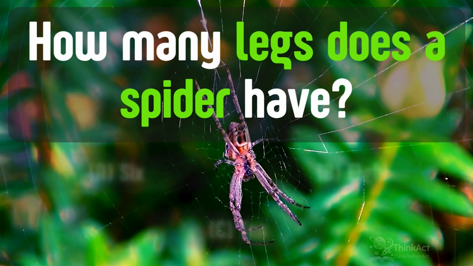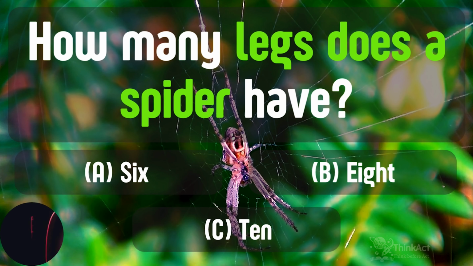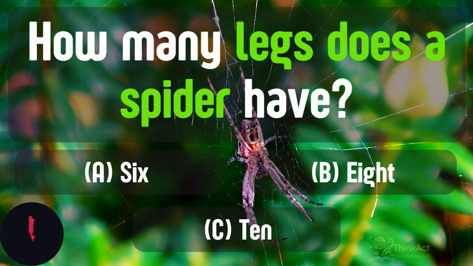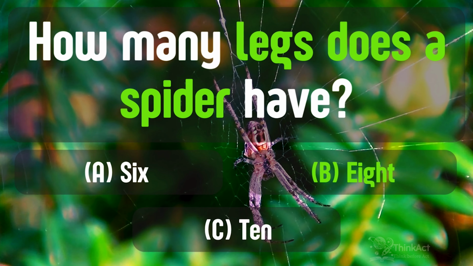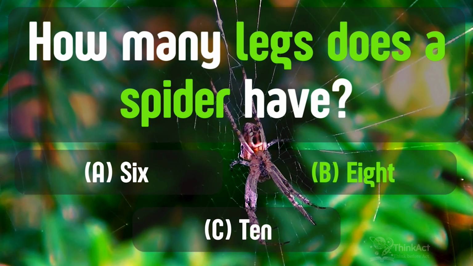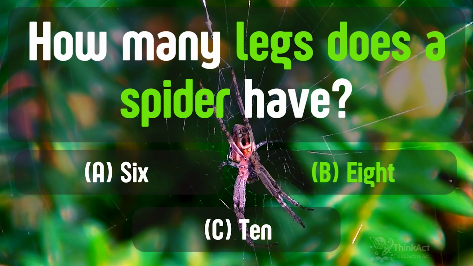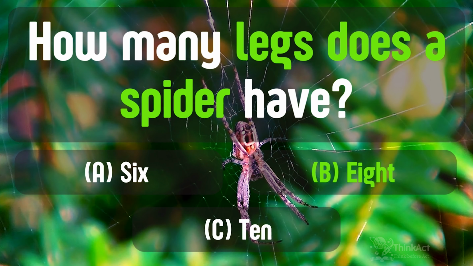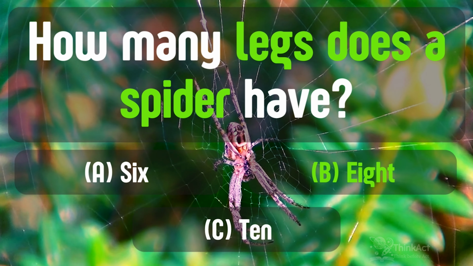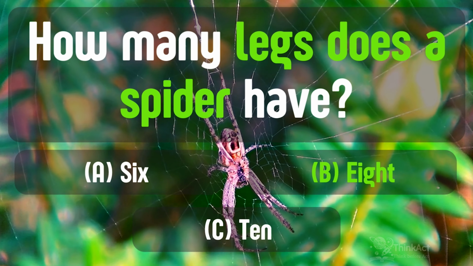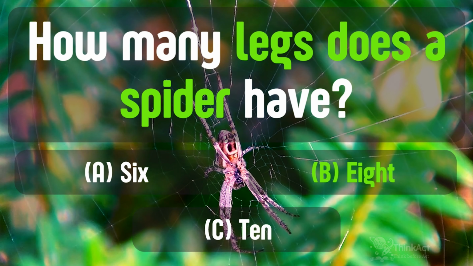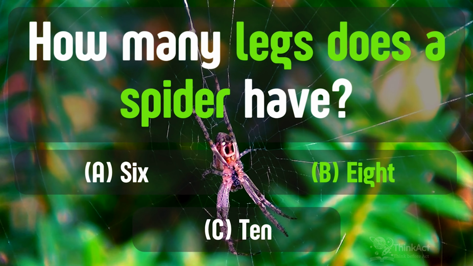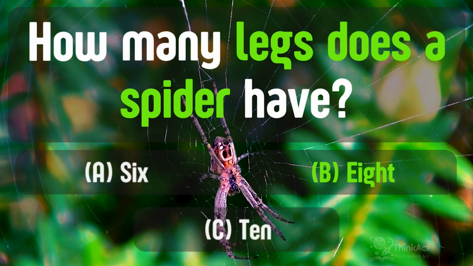How many legs does a spider have? The answer is option B, 8. Spiders belong to the class of arachnids. All arachnids have 8 legs. Though spider falls under the phylum of Arthropoda, which has only 6 legs, the spiders have 8 legs.